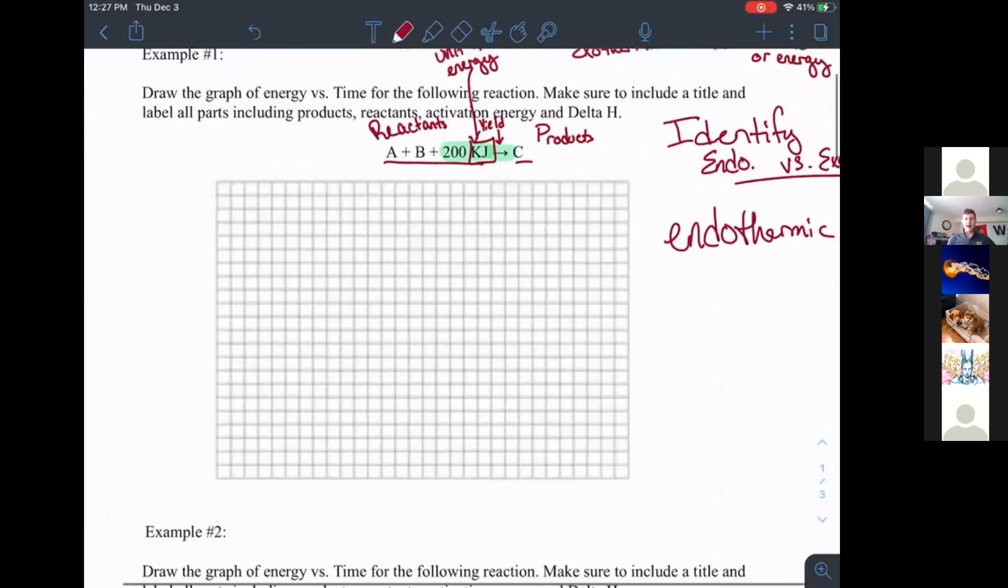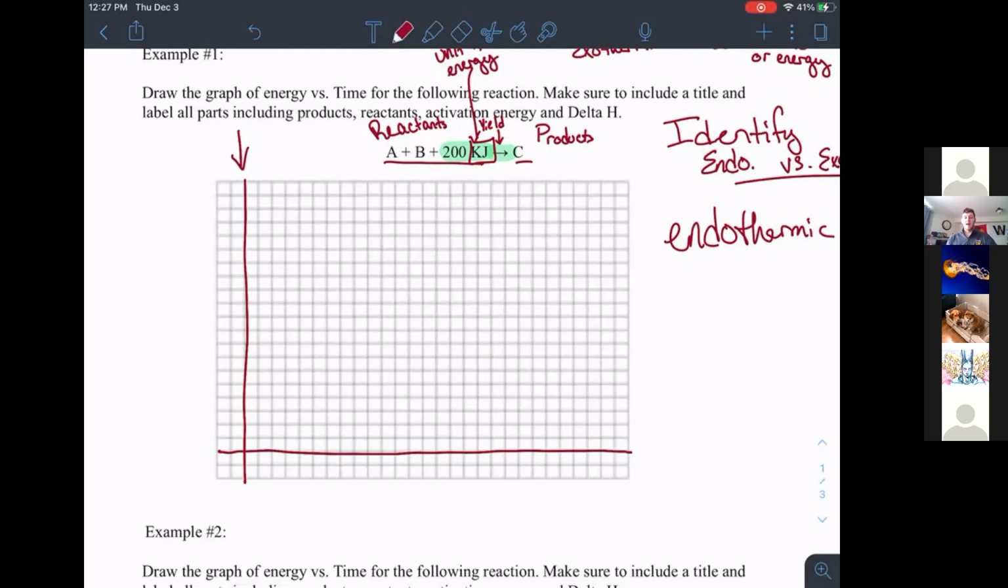When we're drawing these graphs, the first thing we have to do is draw an X and a Y axis. So if I draw my X and Y axis, you can start at the very edge or a little bit above the edge. It does not matter. We are always going to start somewhere on that point on the Y axis.